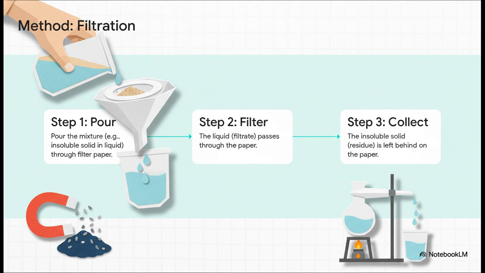The liquid, we call that the filtrate, goes right through. But the solid, the residue, gets left behind. Easy, right? Of course, you have to use the right method for the right mixture. If you had iron mixed with sand, you'd just use a magnet. If you had salt dissolved in water, you could use distillation. Boil the water off, collect the pure steam, and the salt gets left behind.